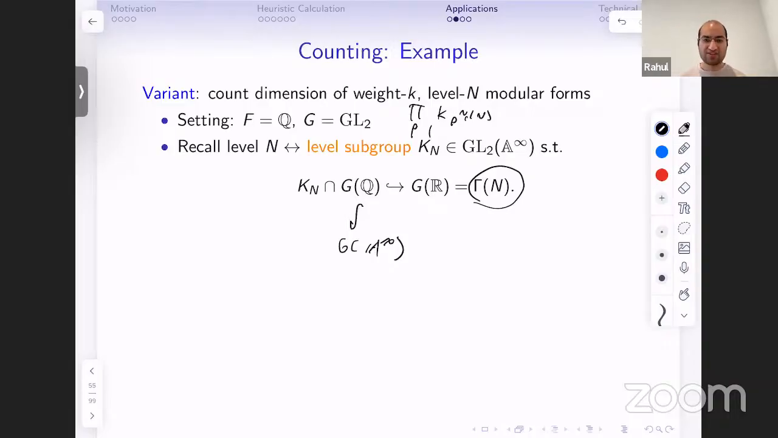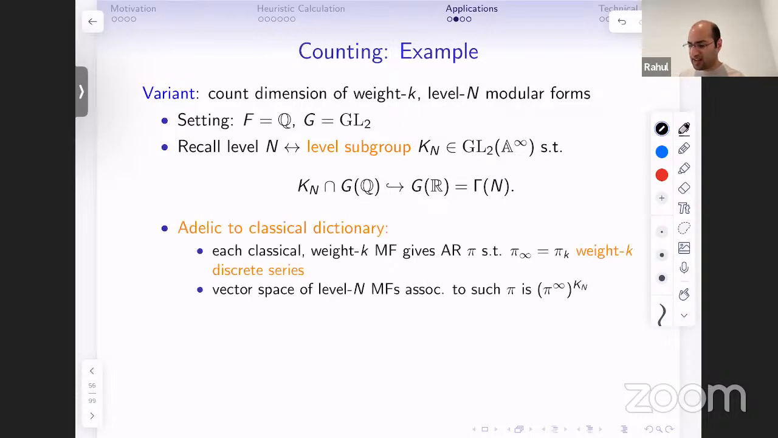So again, this is just a little bit more on the translation. As part of this translation, every classical weight k modular form is going to produce an automorphic representation, but not just any automorphic representation. It's going to produce an automorphic representation where the infinite component is restricted in some special way. The infinite component needs to be equal to a particular representation of GL2(R) that I'll denote by π_k, called the weight k discrete series. I think these have also appeared in a previous talk.